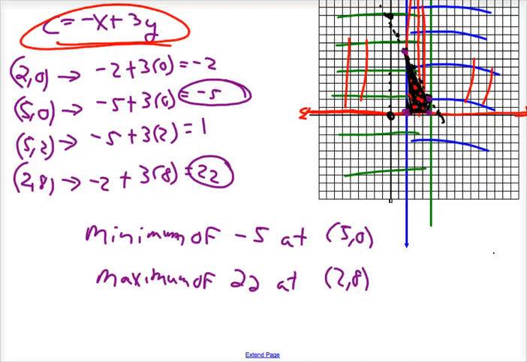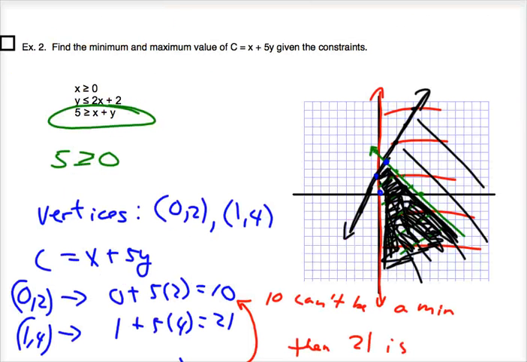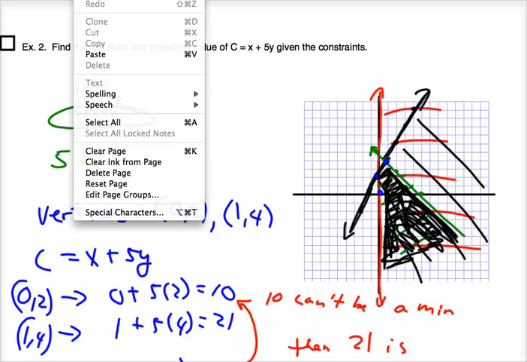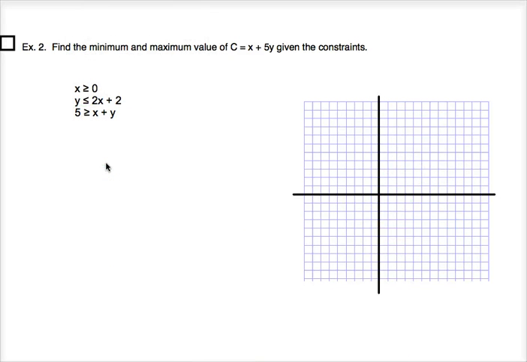What happens if you don't get a bounded region or a polygon? Well, this is an example of that. First, I'm graphing x is greater than or equal to 0, solid to the right.